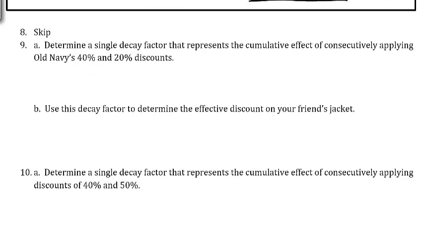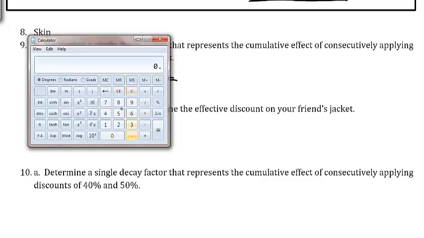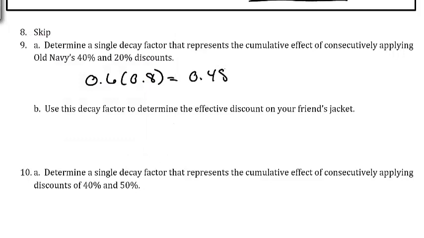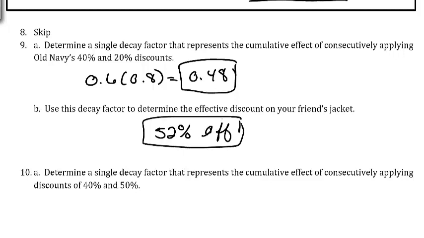Determine a single decay factor that represents the cumulative effect of consecutively applying Old Navy's 40% and 20% discounts. So that would be 0.6 times 0.8. And when we multiply 0.6 times 0.8 on our calculator, we get 0.48. Use this decay factor to determine the effective discount on your friend's jacket. Well, this would mean that we were taking off a discount of $52 would be the total effect. And so we would be taking 52% off.